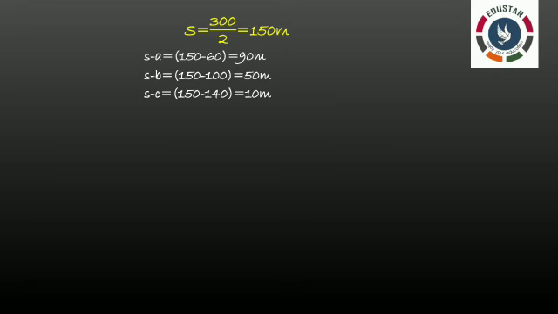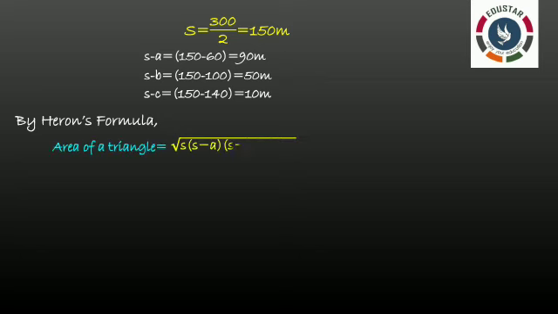Now we are having all the values, right? So we can directly apply in what? Heron's formula. Again, what is your Heron's formula? Square root of S into S minus A into S minus B into S minus C square units. Apply it we will get square root of 150 into 90 into 50 into 10. See, all four values are multiples of 10.